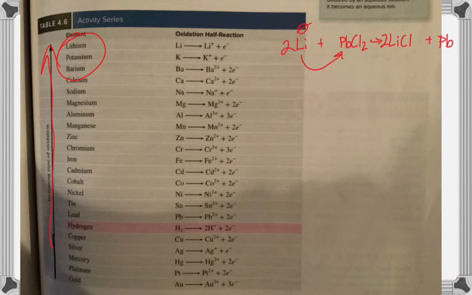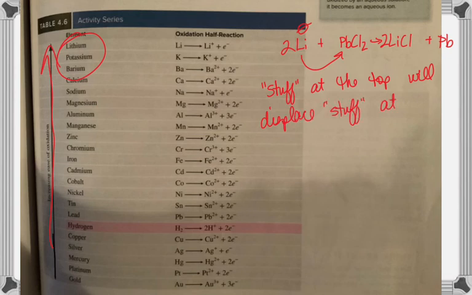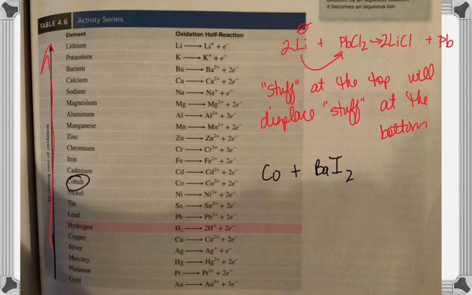I kind of simplify this: the stuff at the top will displace the stuff at the bottom. So it's all about the metals, right? In this example, where's the lithium? Where's the lead? Stuff at the top will displace stuff at the bottom. On the one you asked about, again, you're right, you would have to have an activity series. Cobalt and barium iodide. Find cobalt. Find barium. Will cobalt replace barium? No.